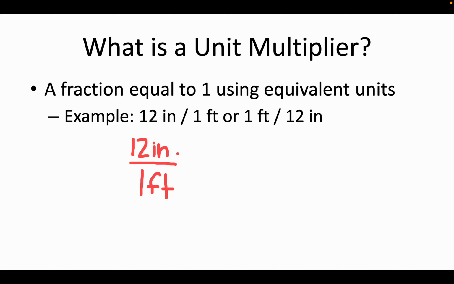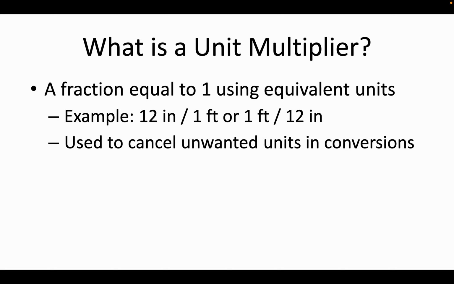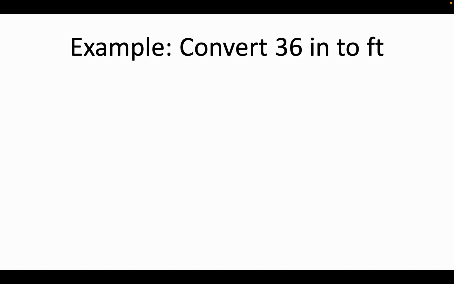The reason that we would use these unit multipliers is that they're used to cancel the unwanted units when we're doing conversions. So I'll show you what this looks like. For example, we want to convert 36 inches to feet. Now you probably already know what that conversion is, but I'm just going to show you how we would set this up when we are doing math problems. I have my 36 inches, and we can put this over the number 1 just to make it a fraction so that when we're multiplying our fractions, it's easier to see, but it's not necessary. But if it helps you, you can certainly do that.